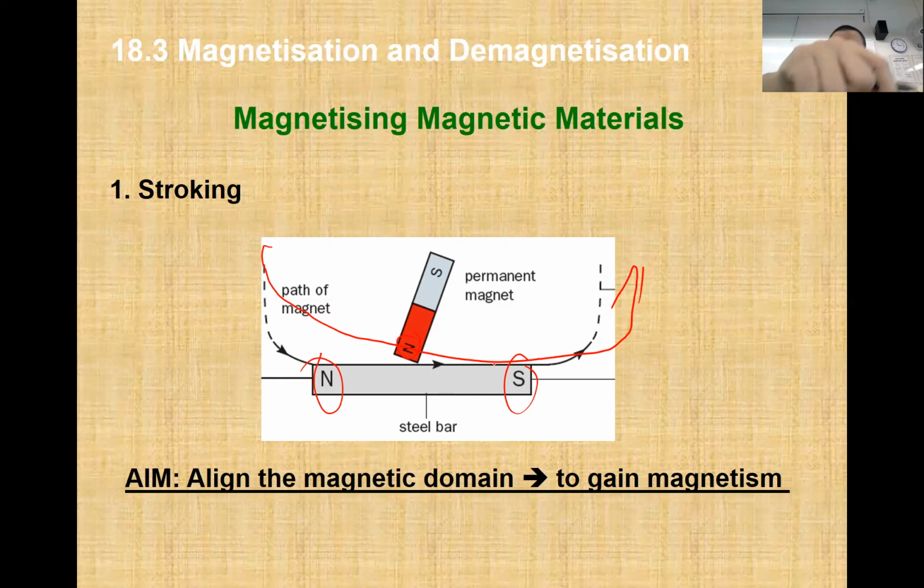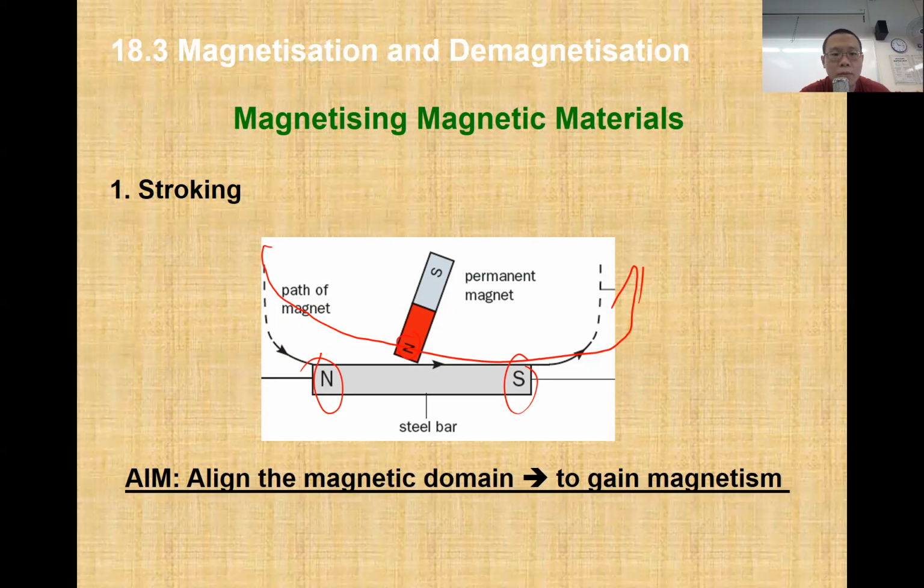I'm going to touch the metal bar with my magnet. I'm going to stroke the metal bar using my magnet. What you're actually trying to do is one simple thing: you are training the domains to align in a certain orientation.